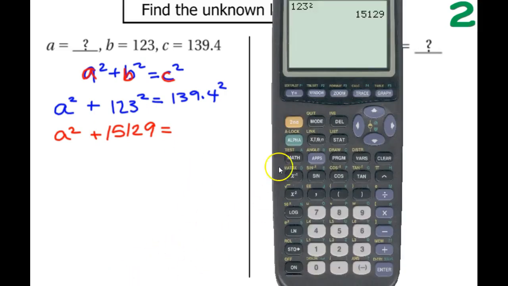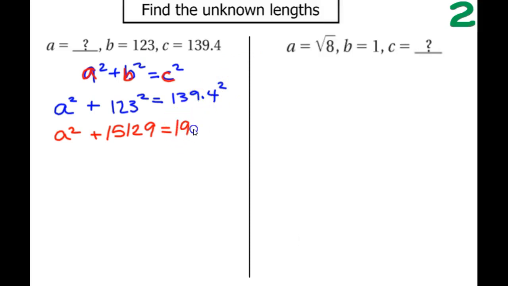And then 139.4 squared, 139 and 4/10. Oops, I forgot to square it. 139.4, there we go, to the power of 2. Big number again, 19,432.36.